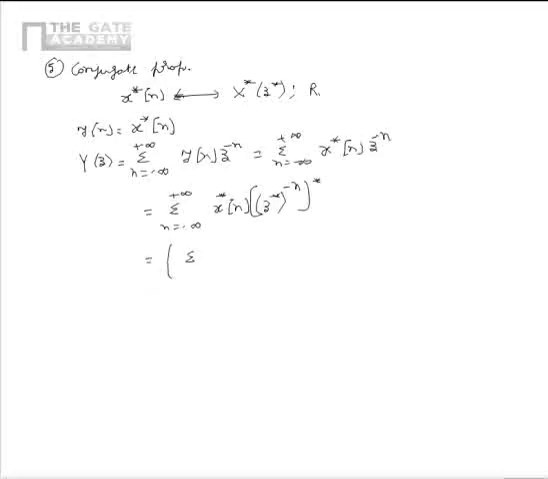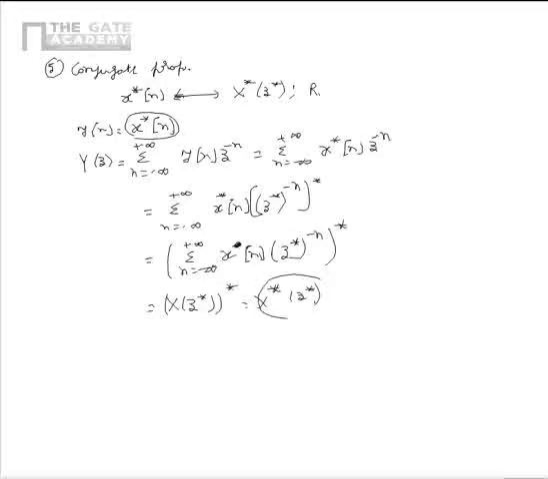So this can further be simplified as sigma n equal to minus infinity to plus infinity x of n multiplied by z star of minus n as a whole star. So this is equal to x of z star whole star. So this is equal to x star z star. From this we see that the z transform of x star of n is equal to x star of z star. So this is the conjugation property.